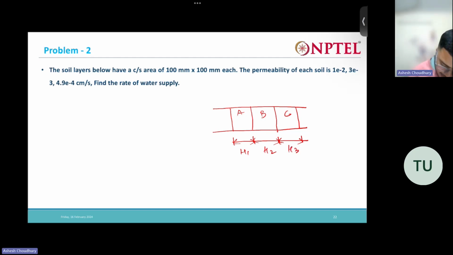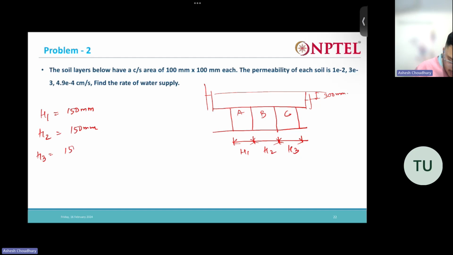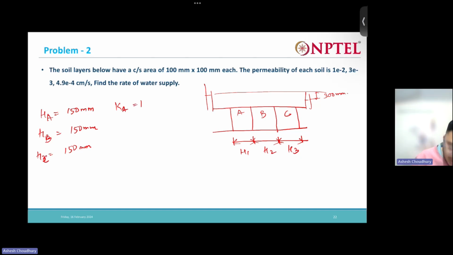And the head difference. Okay, the head difference between entry and exit is 300 mm. Okay, this is 300 mm. Now each one is given as 150 mm. These are given values. Okay, H2 is given as 150 mm. All are same. H3 is given as 110. Where A, B, C. It's better, na? A is given as this.